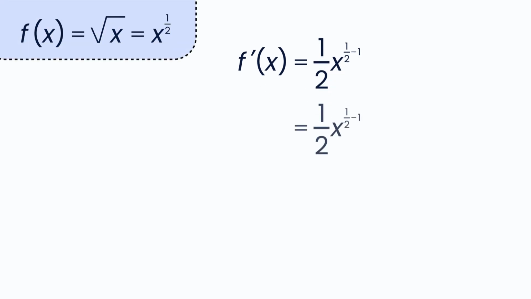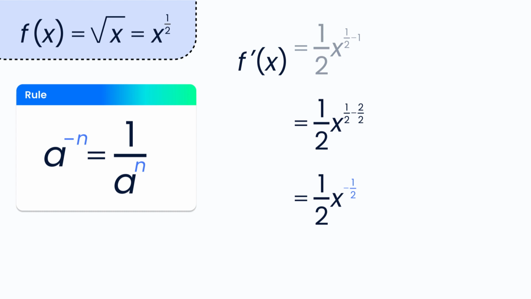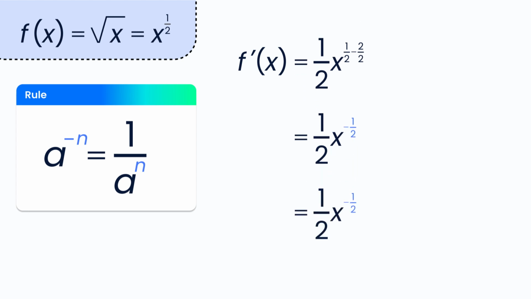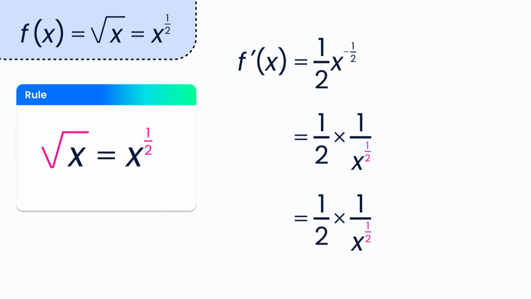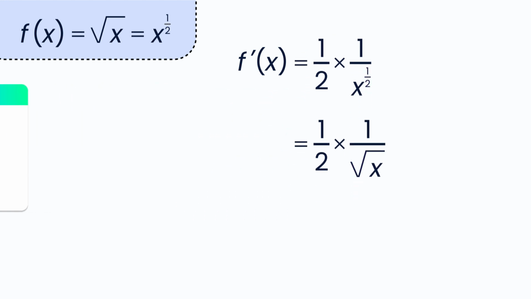You evaluate the exponent by rewriting the 1 as 2 over 2, and get 1 over 2 minus 2 over 2, which is minus 1/2. You can use the power rule for negative exponents to rewrite the expression as 1/2 times 1 over x to the power of 1/2. X to the power of 1/2 is the same as the square root of x. This leaves you with 1/2 times 1 over the square root of x. You multiply the fractions, which comes to 1 over 2 times the square root of x.